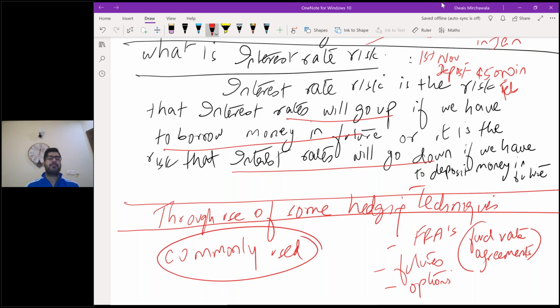So till now we have discussed two things. Interest rate risk is the risk that interest rates may go up if you have to borrow money in future, or interest rates may go down if you have to deposit money in future. And it is managed through the use of some hedging techniques. The most commonly used hedging techniques are FRAs, futures, and options.